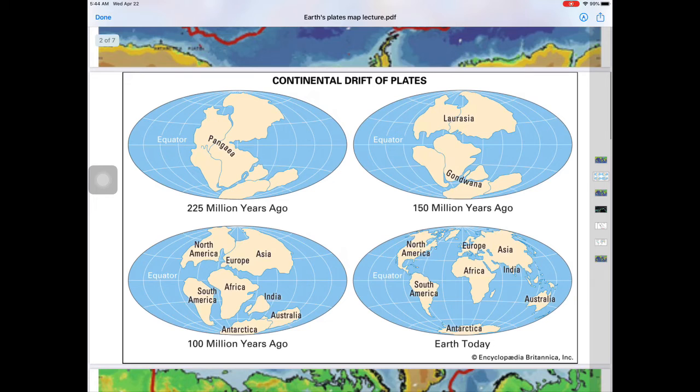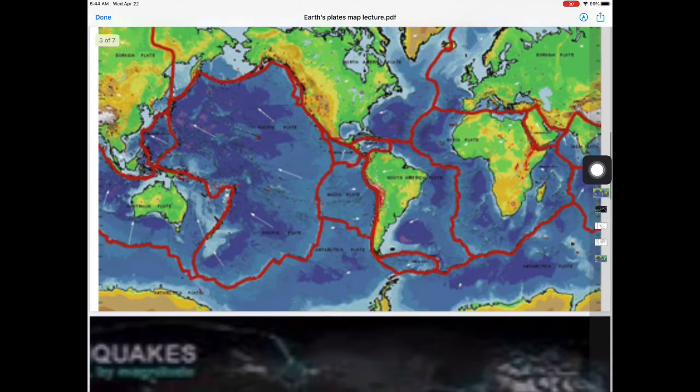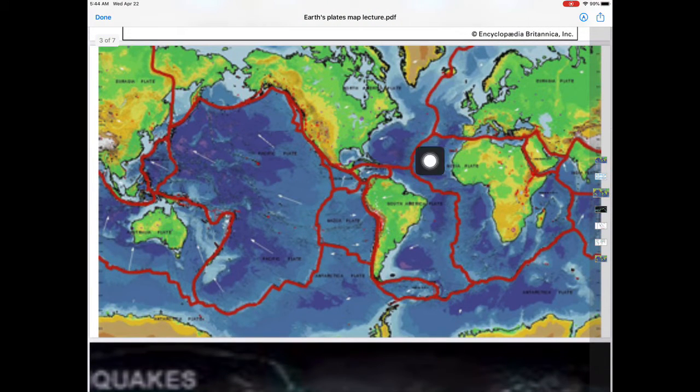The plates haven't always been where they are right now. So here's what we look like today. Well, scientists think that 100 million years ago, maybe it looked more like that. If you remember Pangea, when they were all one supercontinent. So evidence shows they've certainly changed over time to get us to where we are now.